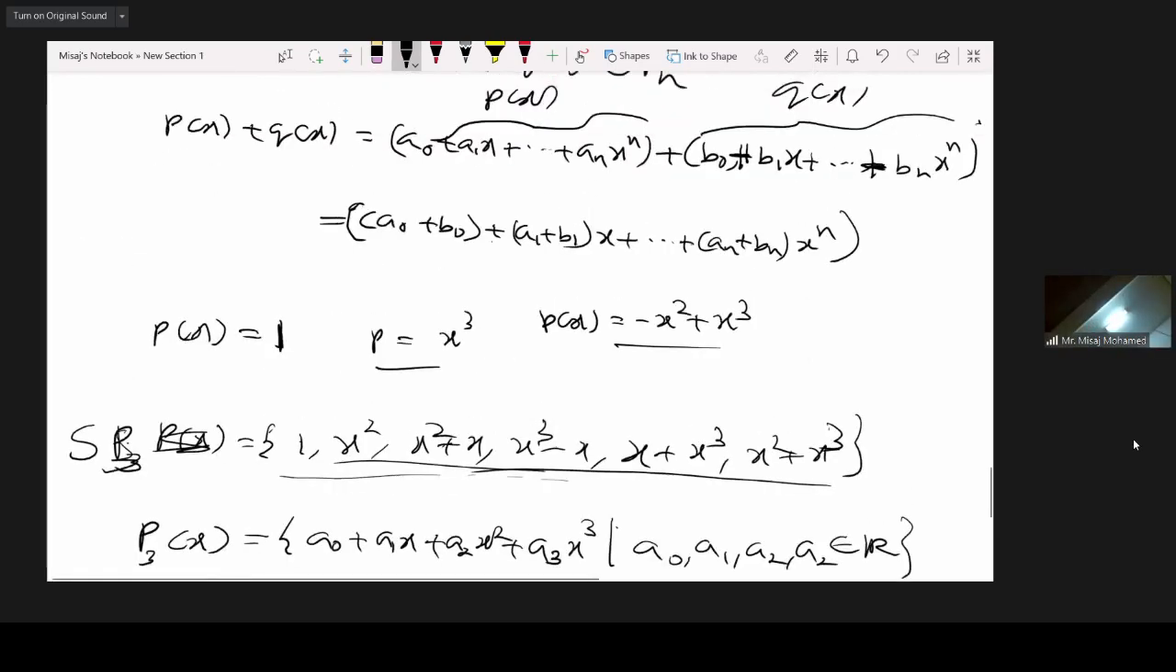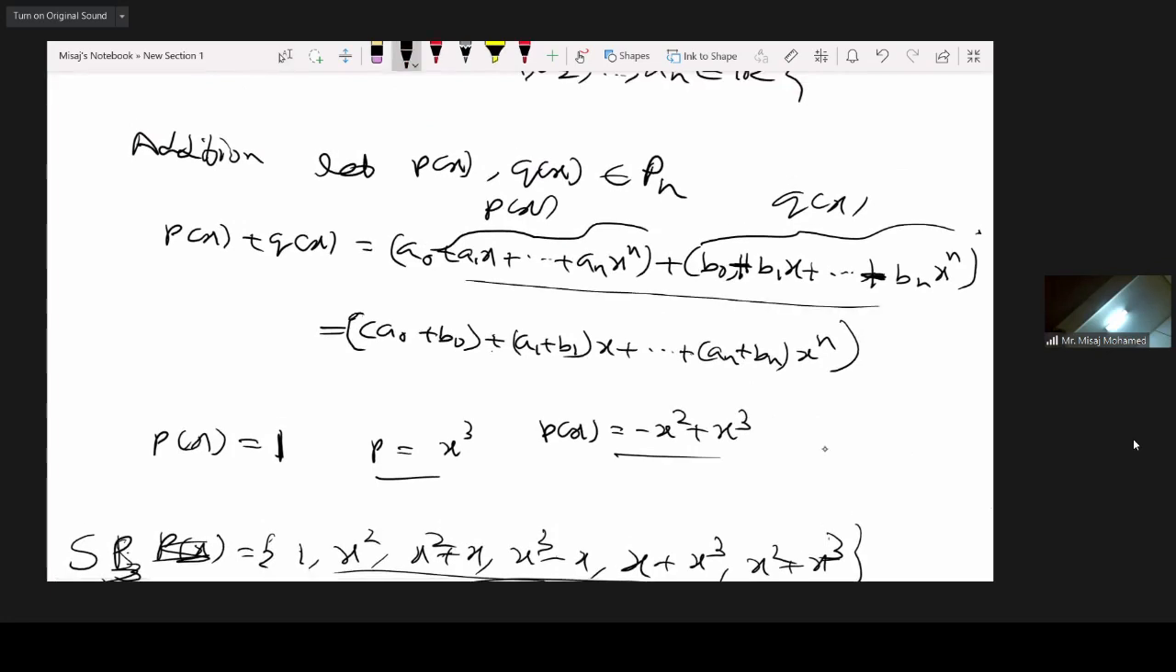You have to check at home, in the general case, what the zero degree polynomial is. What will be the zero polynomial, the additive identity of the polynomial space Pn?